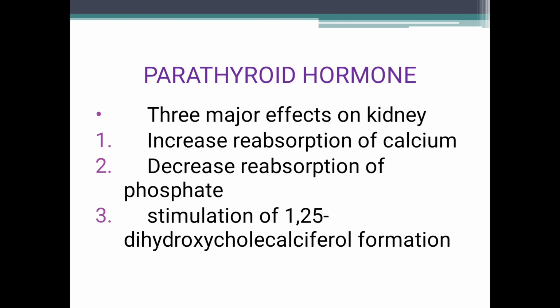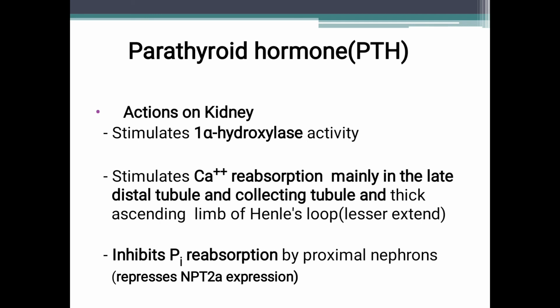So what is the effect of parathyroid hormone on the kidney? It increases calcium reabsorption, it decreases phosphate reabsorption, and it stimulates 1,25 dihydroxycholecalciferol formation. This step we know. In the vitamin D lecture we have seen that 25 hydroxycholecalciferol is converted into 1,25 dihydroxycholecalciferol in the proximal tubule of the kidney in the presence of parathyroid hormone. If there is no PTH, none of the active vitamin D will be formed. So these are the three things that happen in the kidney.